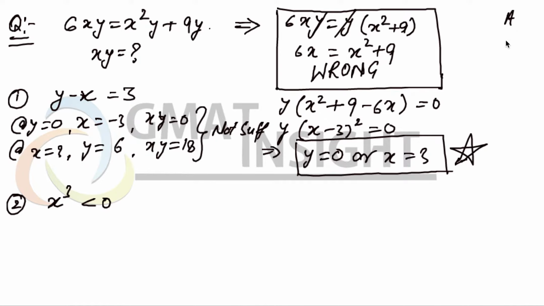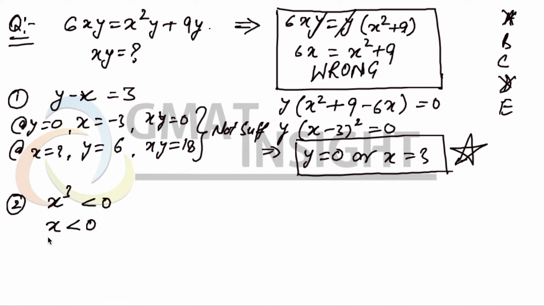The moment we do that, out of the 5 options that we have, we can once again eliminate option A and option D. Now we go to the second statement. The second statement says x cube is smaller than 0, which is possible only if x is negative. That means x itself is less than 0.